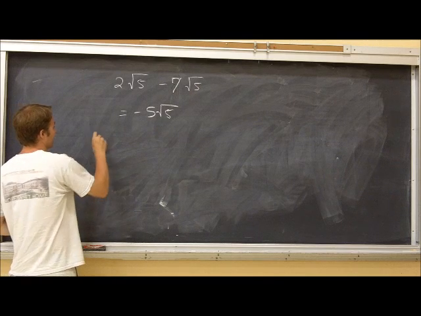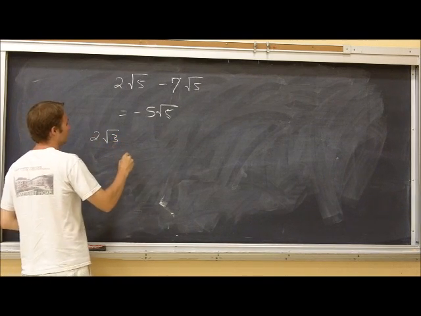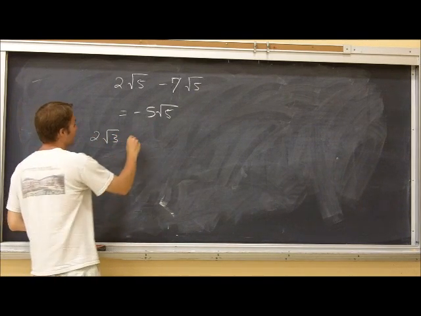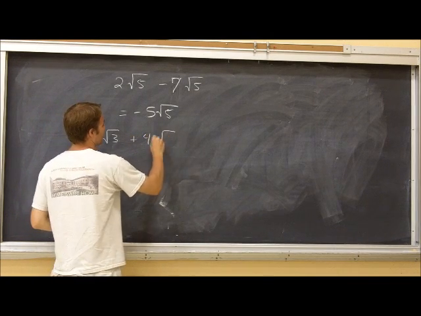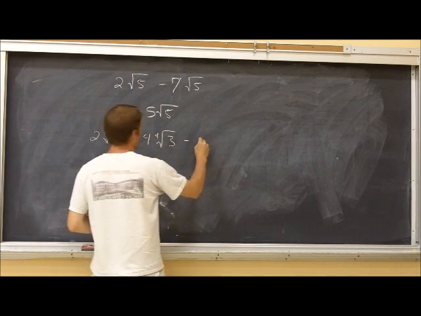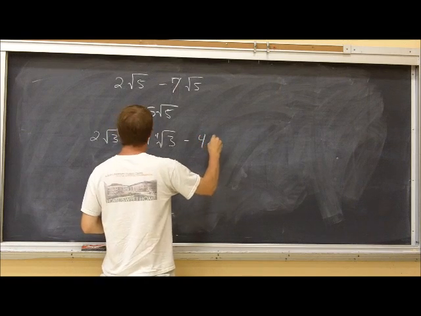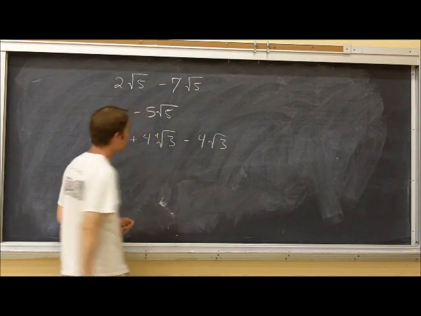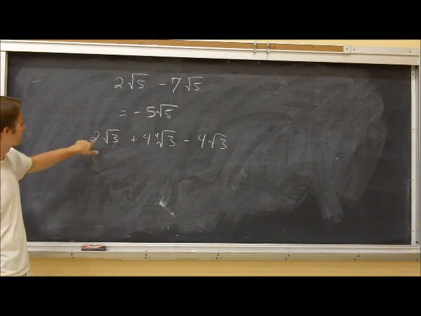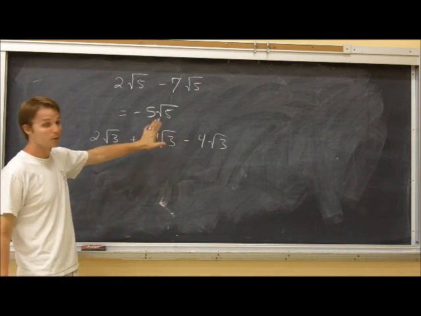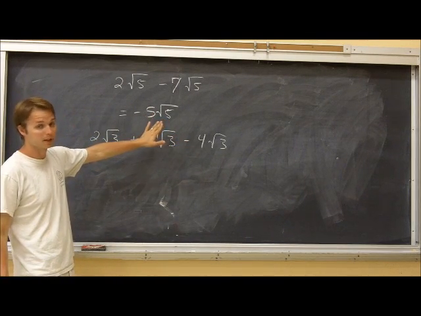Now, of course, if you have something like this, 2 times the square root of 3 plus 4 times the fourth root of 3 minus 4 times the square root of 3. The only two that will combine in this case are the square roots of 3. The fourth root of 3 is not the same thing, it's a different number.